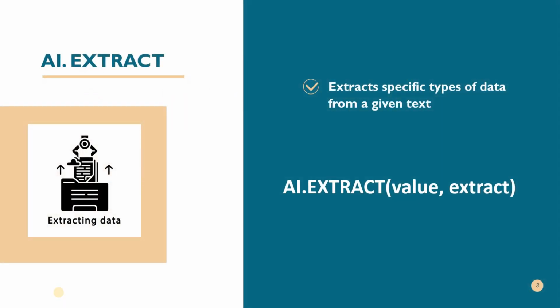So this is the add-ins. You have to go into the add-ins and add the Excel ChatGPT. Then you can access all these functions in Excel. So ai.extract extracts specific types of data from a given text. It's like a flash fill.